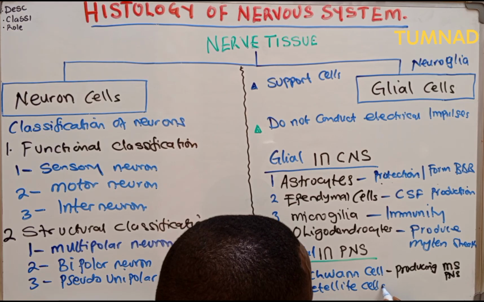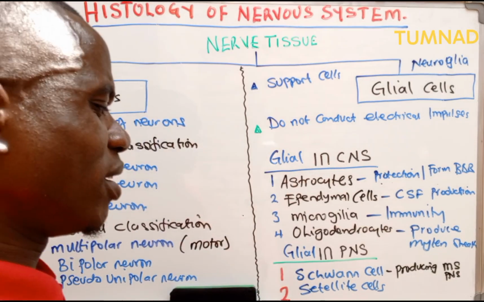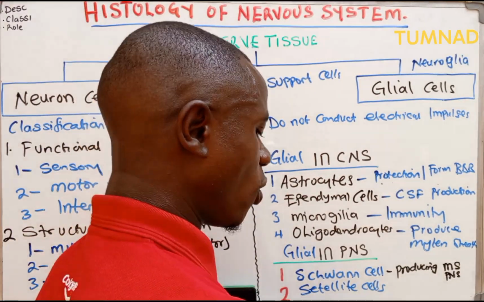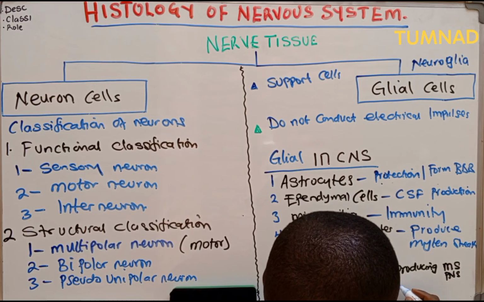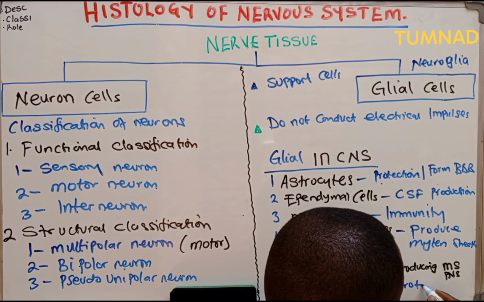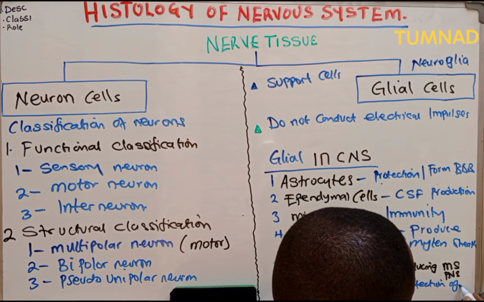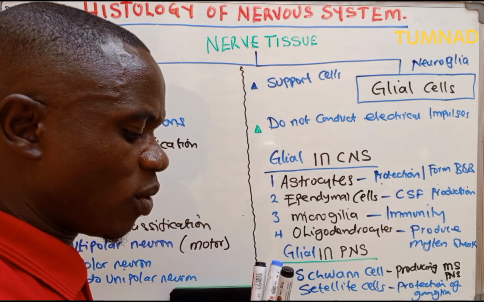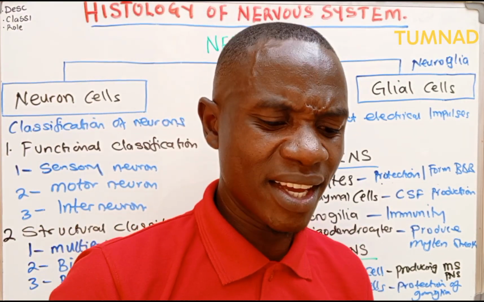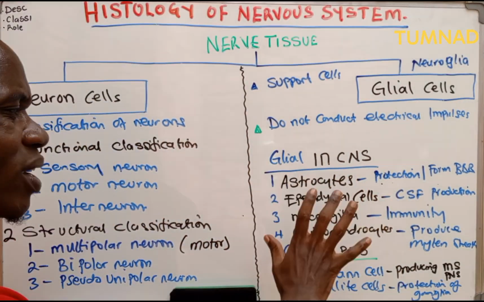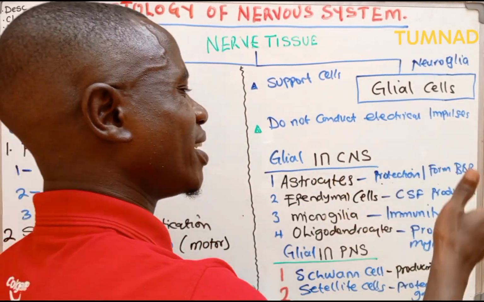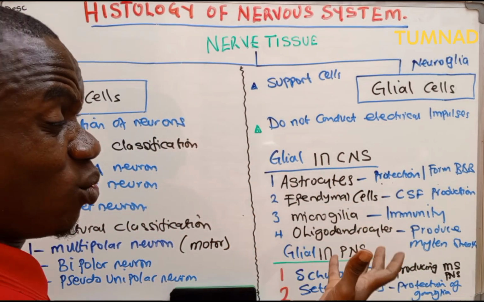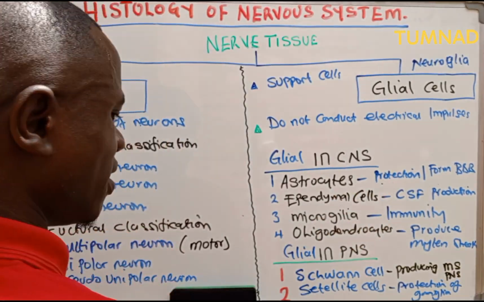Okay, and of course, we are going to see these cells doing protection of the ganglia. If you remember very well, the dorsal root ganglia. Okay, so we shall later come back and dig into the detail and understand how they do all these functions we have just listed above.